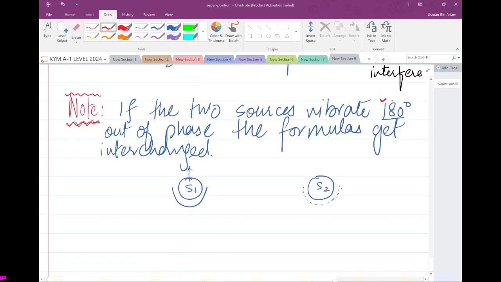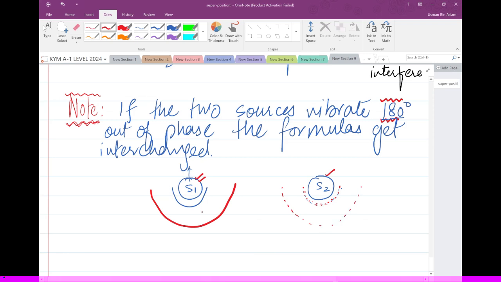I ended our previous class on a note that if the two sources are vibrating 180 degrees out of phase, that means if the source S1 was creating a crest at the moment when S2 was creating a trough, where the dotted line indicates a trough, these sources are said to be vibrating out of phase or 180 degrees out of phase. That means when this wave will be creating another crest, the other source will be creating a trough at that same point. So when there were two crests, something in between them was going to be a trough.